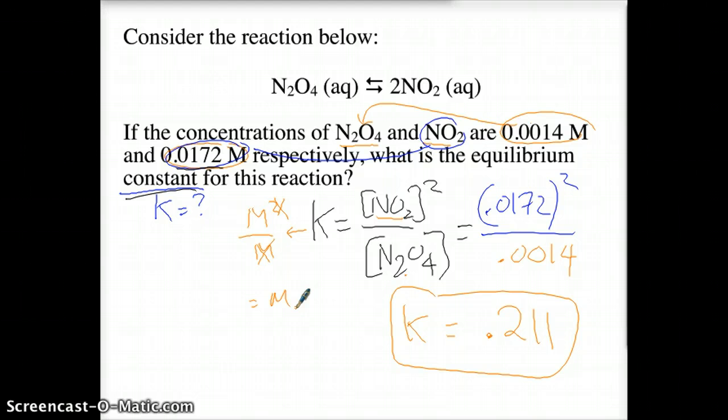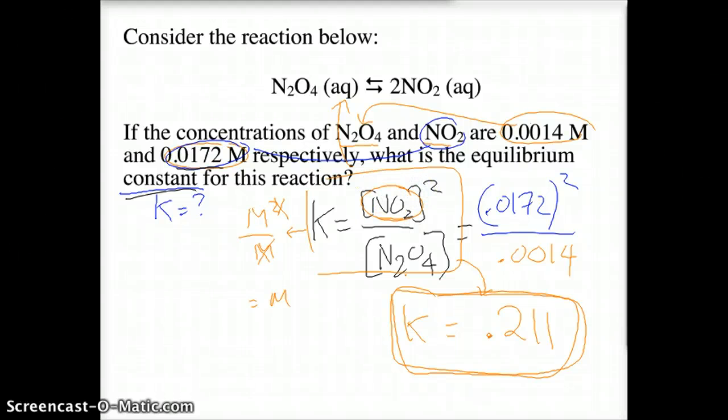However, it's very rare that you actually care about the units for K. All we need to know how to do right now, don't stress about the units, is to be able to write the expressions if you're given an equation, and then solve for either K, or I could have given you K and asked you to solve for one of these values instead.